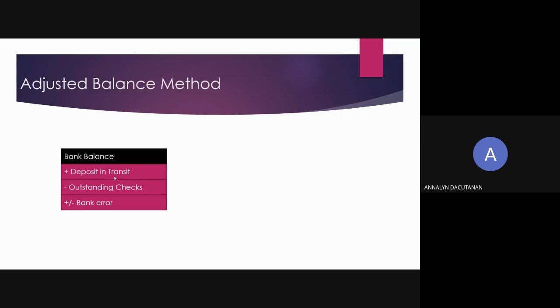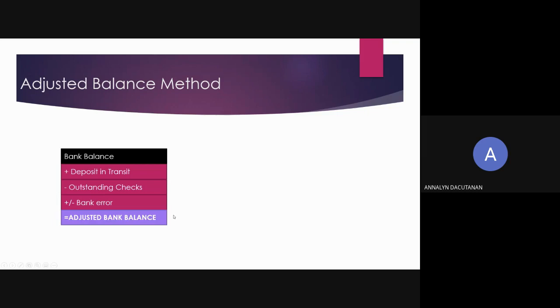Again, if it's an erroneous credit, ibig sabihin, kinredit mo erroneously yung account ni company, you need to deduct it back kasi dinagdagan mo erroneously eh. And if you have debited that erroneously, ibig sabihin, binawasan mo yung account ni company incorrectly, in order to correct it, you have to add it back. You'll arrive at your adjusted bank balance. Ayan lang yung tatlong transactions that you need to remember in order for you to arrive at your adjusted bank balance. Ibig sabihin, this is the correct bank balance.